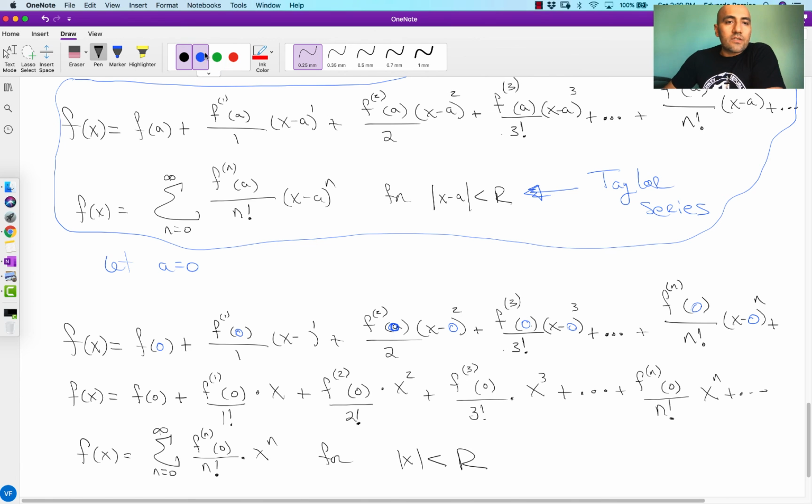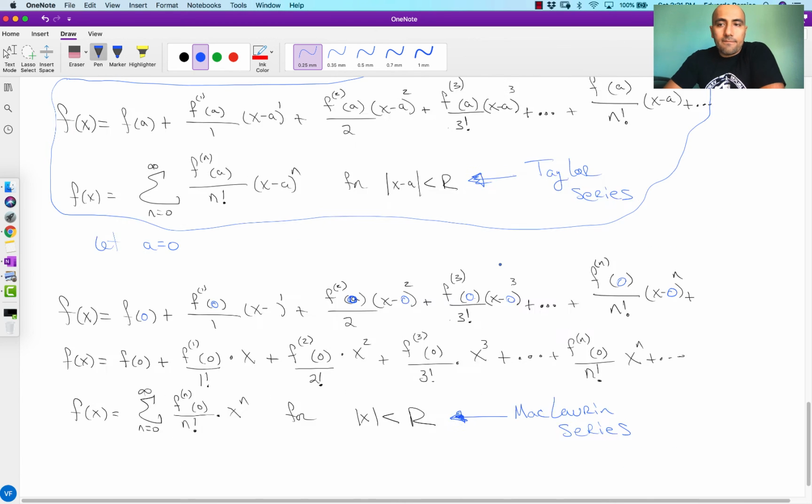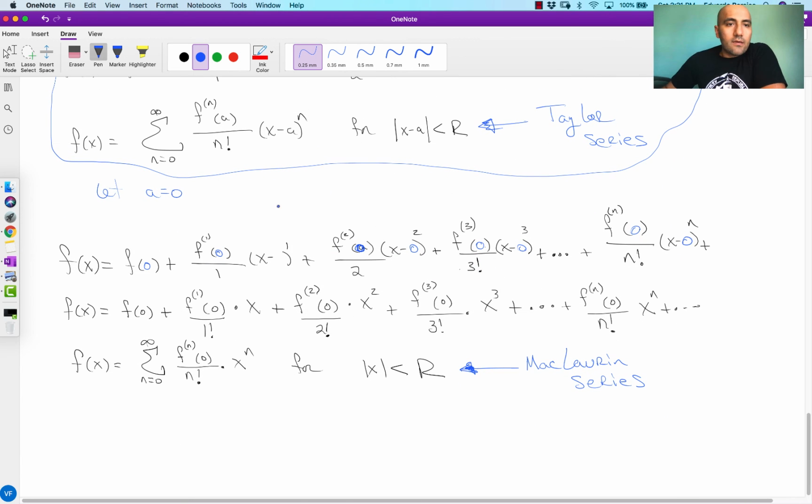Good. So this is called the Maclaurin series. The more general form is called the Taylor series. The Maclaurin series are a proper subset of the Taylor series. So every Maclaurin series is a Taylor series that happens to have a equal to 0. But it's not true that every Taylor series is a Maclaurin series. Kind of like, I'll do a terrible map here.